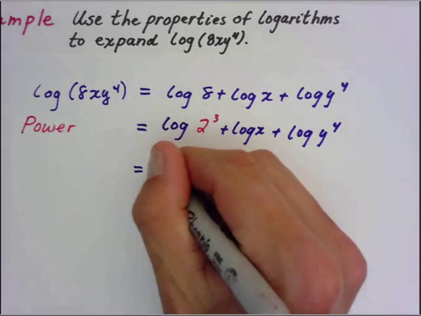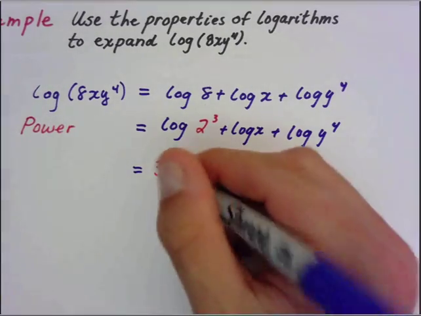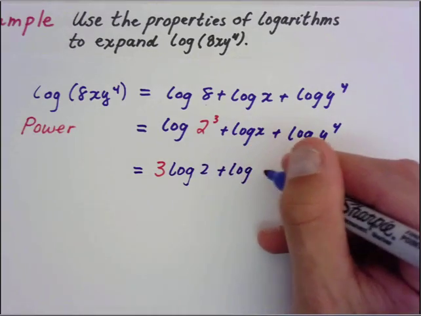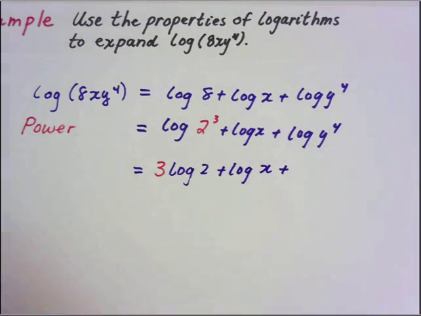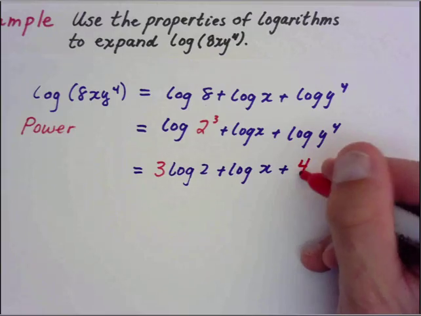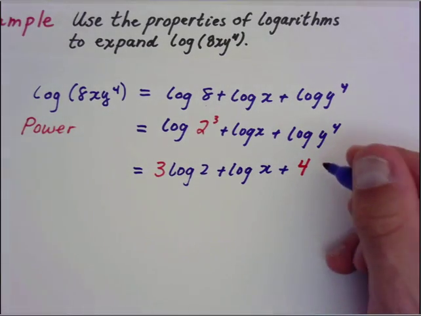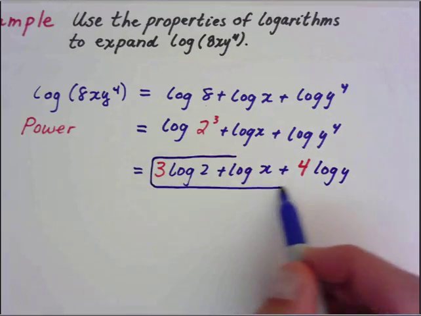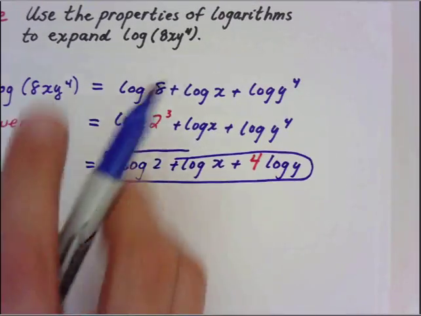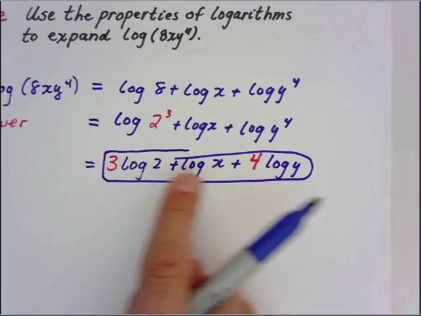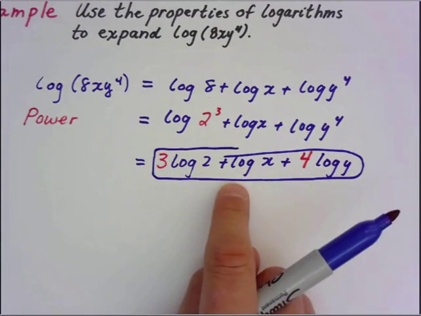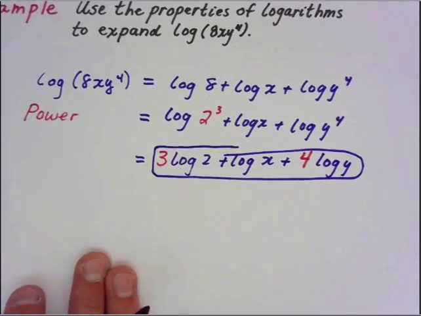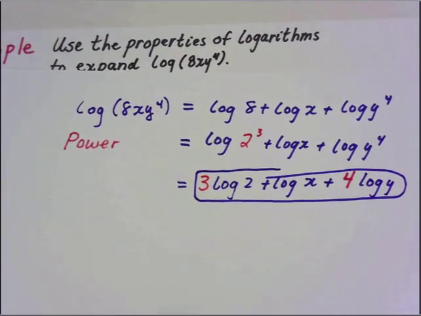So I'm going to bring the 3 out front. I'm just going to rewrite that. So 3 log, the 2 stays the same, the log of x stays the same, plus now we're going to bring that 4 out front, and then we're going to have log of y. Okay, so that is our first expansion. And notice how we're expanding a single logarithm, and now in this case you have 3 logarithms. But that's the simplified form of this, and we used 2 of the 3 properties there for us. Okay, that is our first example.